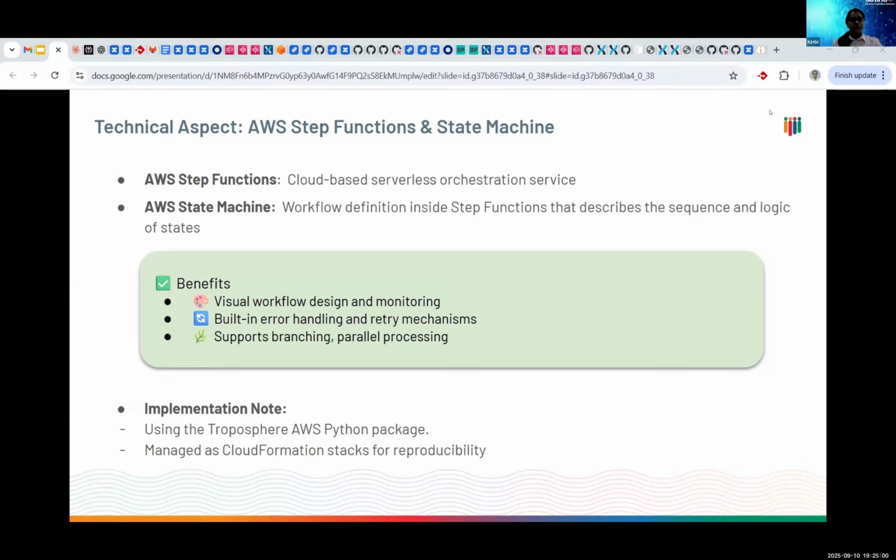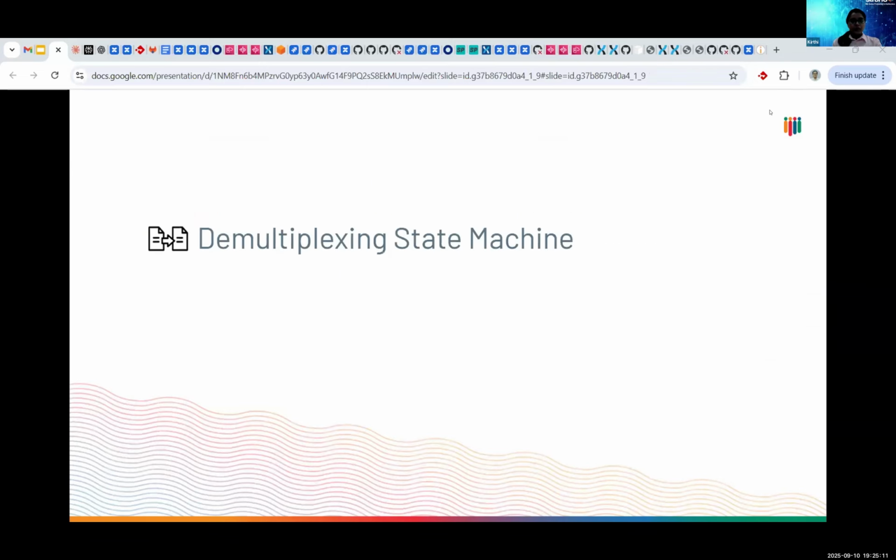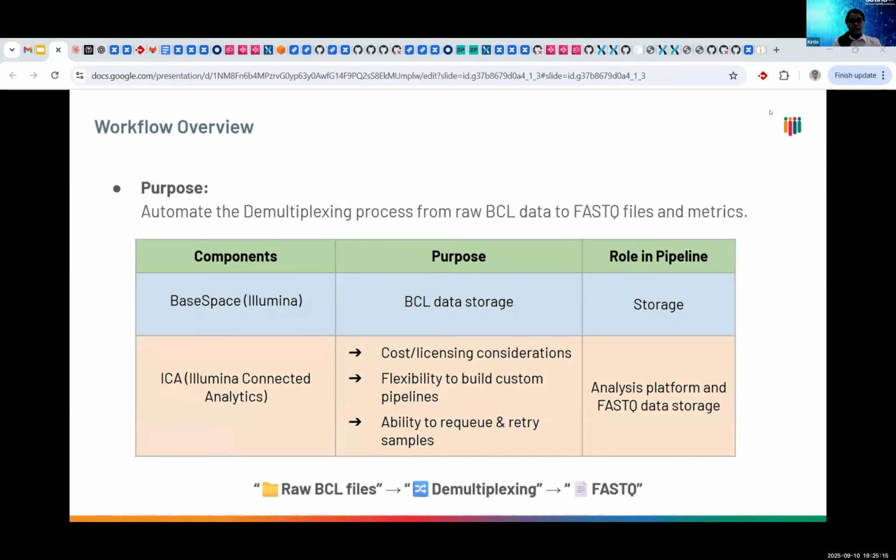We have implemented these state machines using a Python package called AWS Troposphere. So now let us first look at the demultiplexing state machine. This state machine is designed to automate the whole demultiplexing process. That means going from the BCL data, which is produced by the sequencer, all the way to generating the FASTQ files and any associated quality metrics.